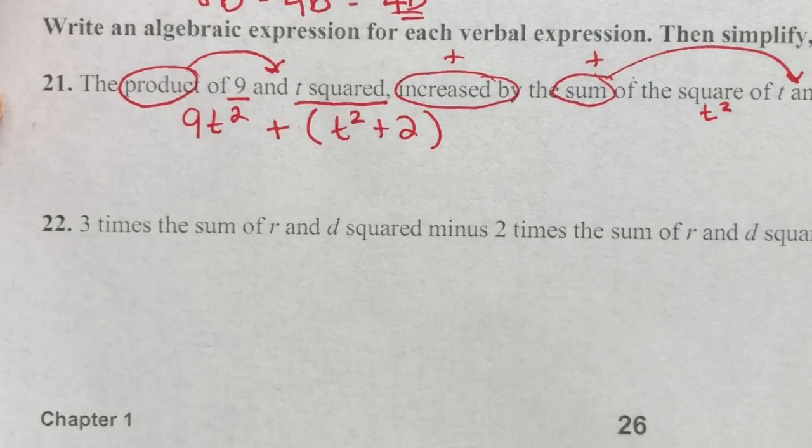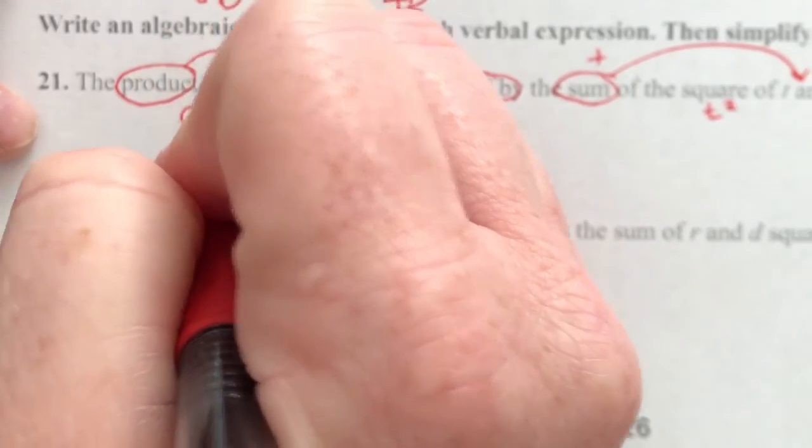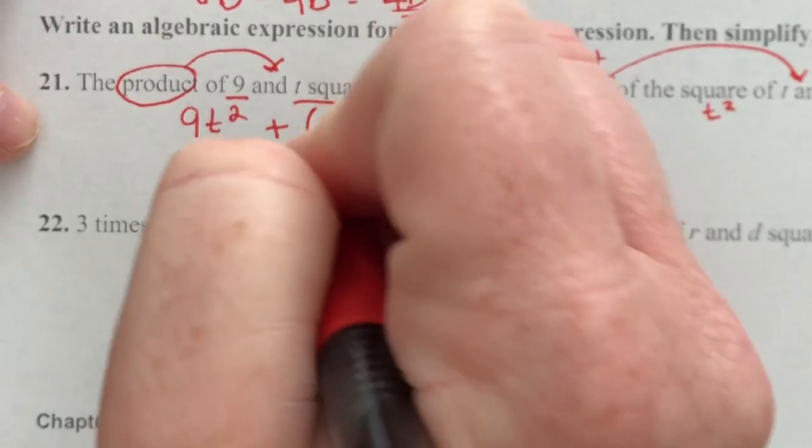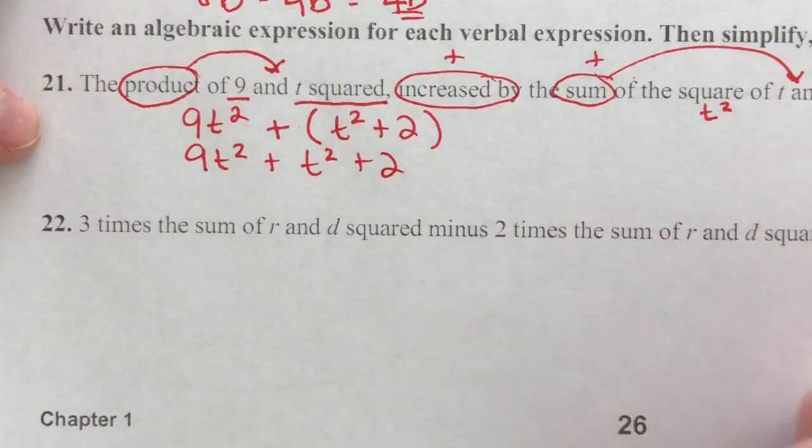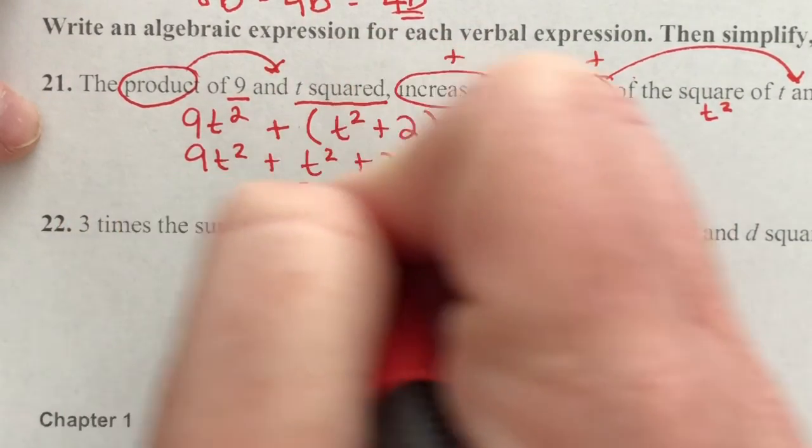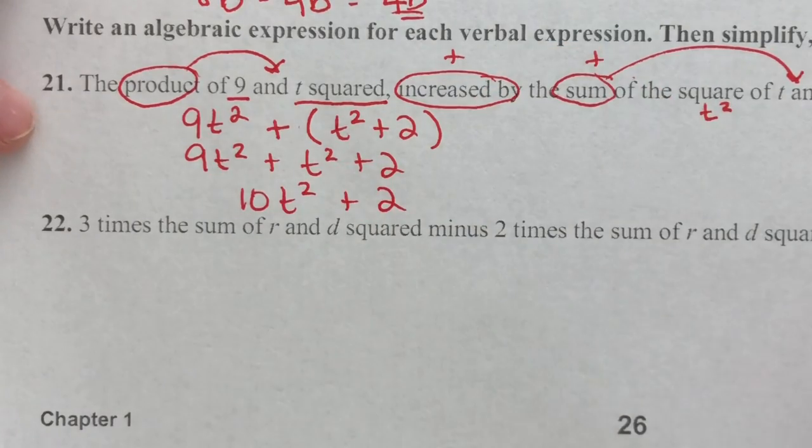Just like that. All right, and then if we simplify, we're just going to remove parentheses and then 10t squared plus 2, and we're done. So this entire time was just substitution, I guess.